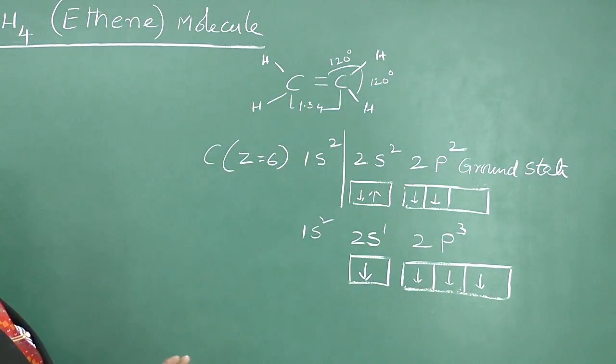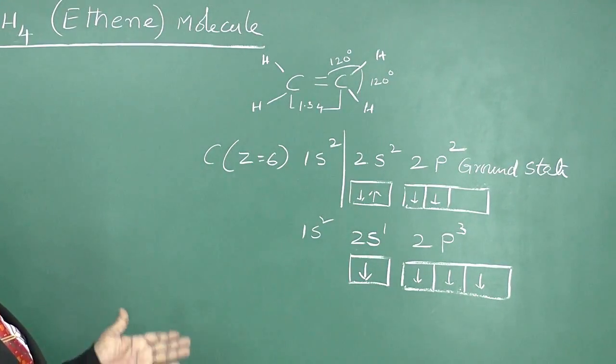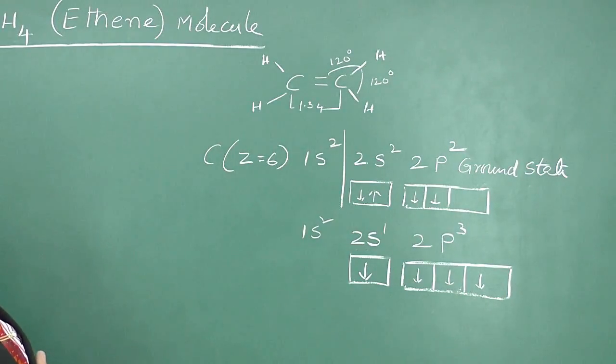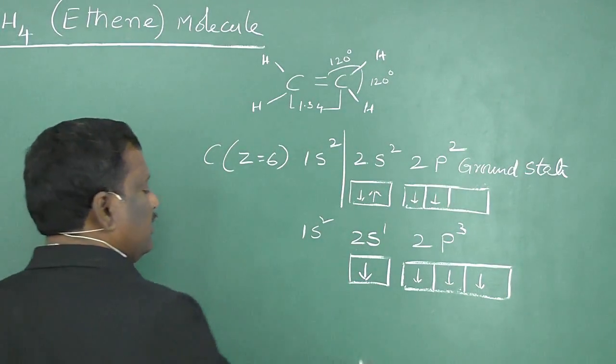Now here we have 4 half-filled orbitals. One is the 2s orbital and the other 3 are 2p orbitals. Now the carbon will undergo sp2 hybridization.